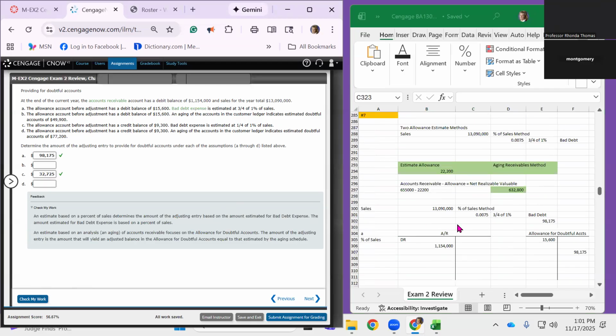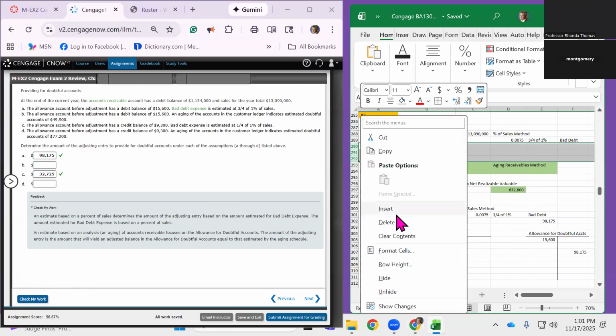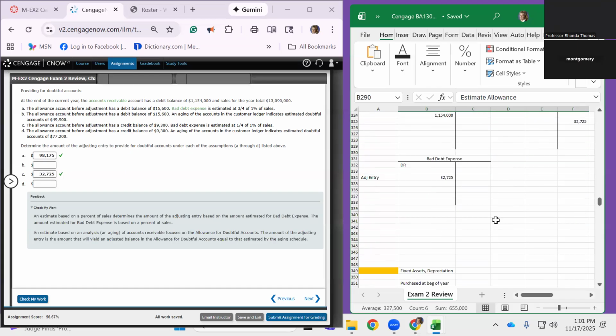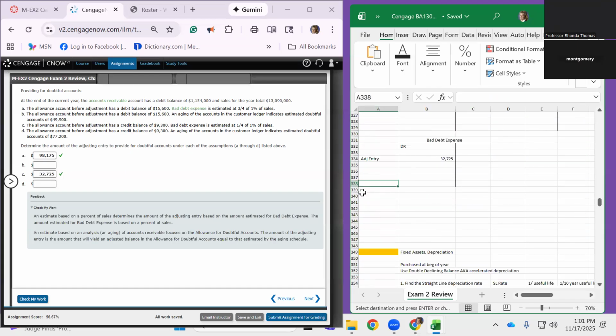Now we're going to do the other one, which is called aging the receivables. So I'm going to bring this down, get rid of this, and we are going to use this. So we'll cut this out and bring it down here. Gotta make myself some more room.